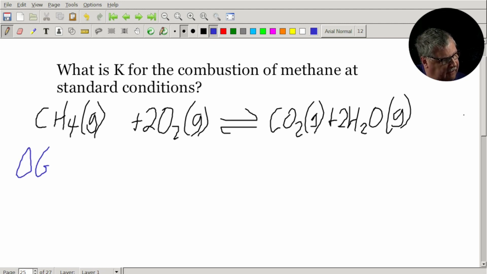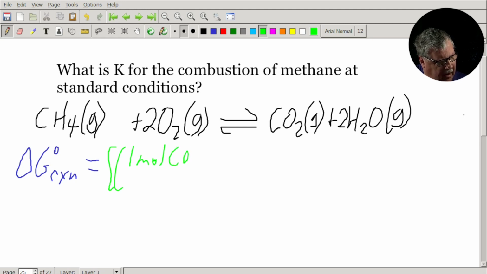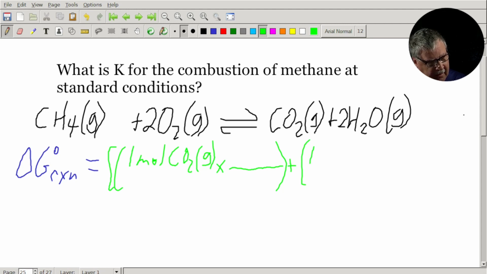We're going to use tabulated values. So we're going to calculate a delta G zero for this reaction because the tabulated values represent standard Gibbs free energy of formation values. All right, in our products, what do we have? We have 1 mole of carbon dioxide gas. And again, you've got to be careful, not so much for CO2, but for water, you have to make sure you look up the right standard Gibbs free energy of formation value for H2O gas.